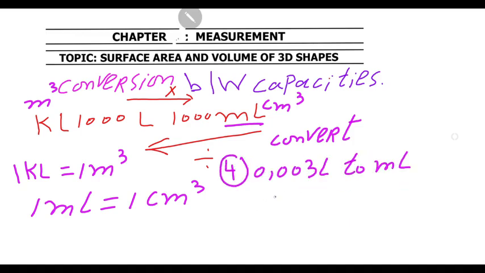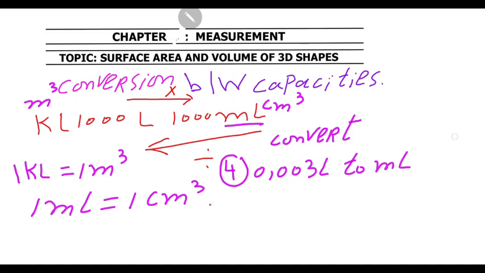This is the last example, convert 0,003 liter to milliliter. You're going from left hand side to right hand side, so you're going to multiply. Between them is 1,000.